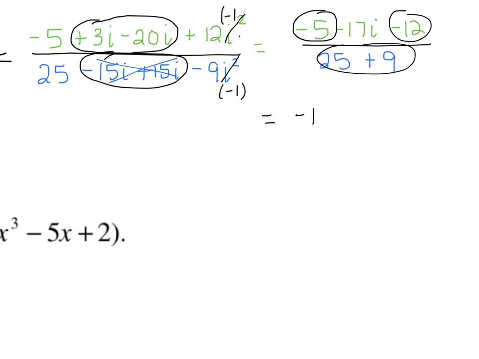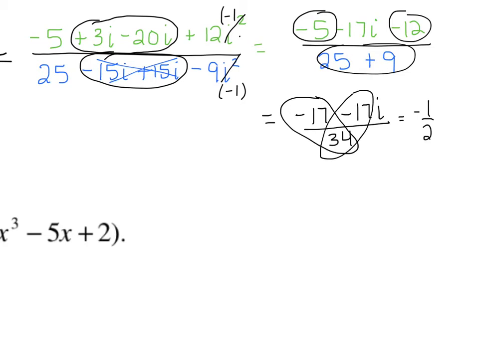And we're going to get negative 17 minus 17i all over 34. Now in this problem, we can simplify negative 17 and 34. That's going to be negative 1 over 2. And same thing right here. That's going to be negative 1 over 2 with an i.